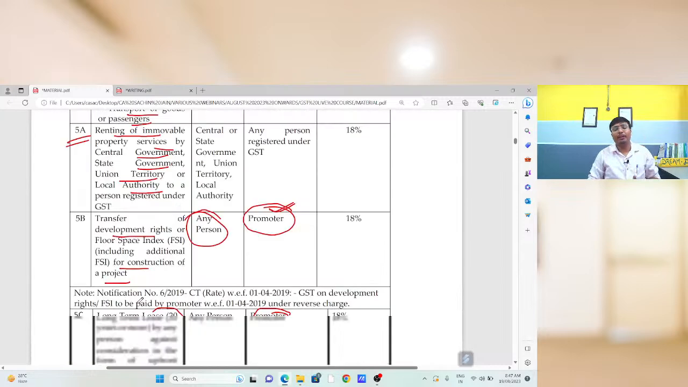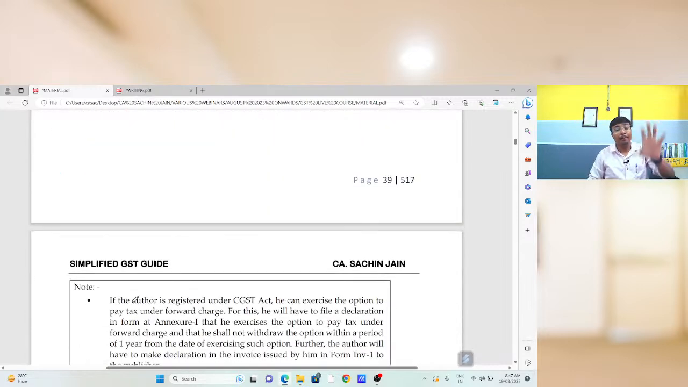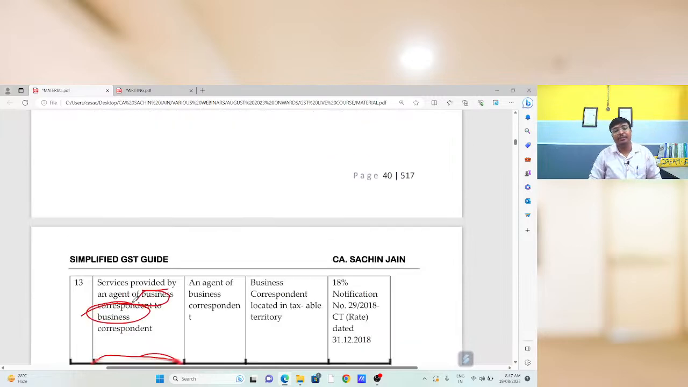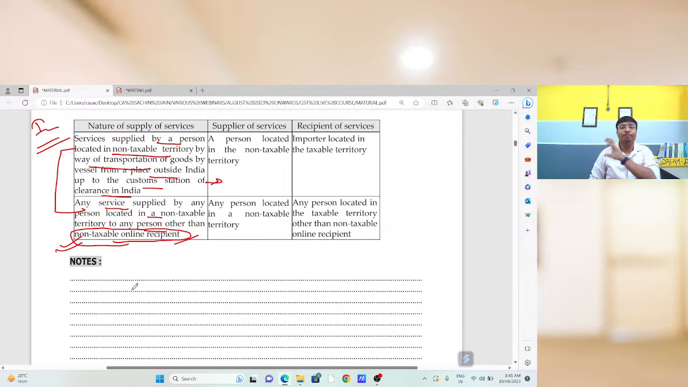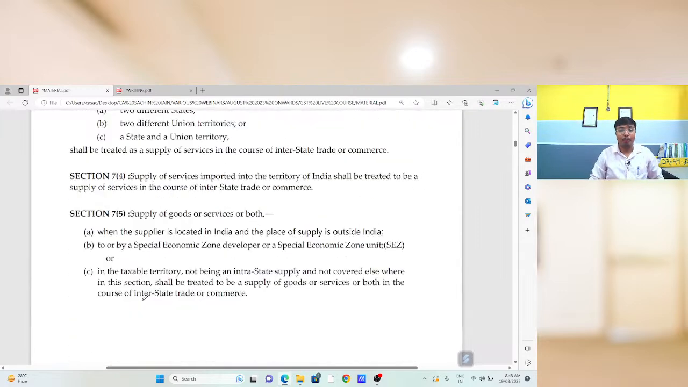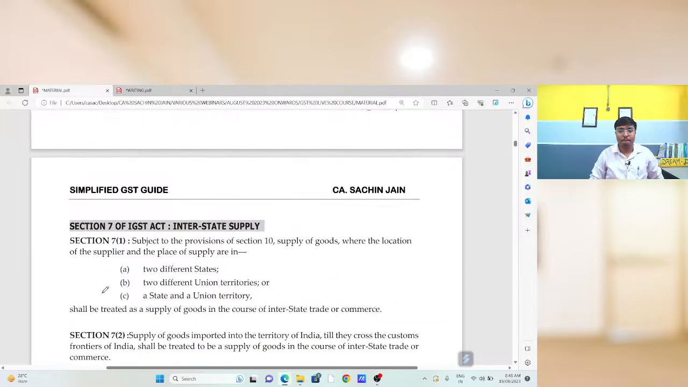I just want one confirmation from your side that the complete list regarding goods, regarding services, and regarding the IGST Act, that is the import, is clear in your mind or not. I just want a reply from each and everyone. I am waiting for your reply. Just confirm to me once in the chat box that the complete concept is okay for you.